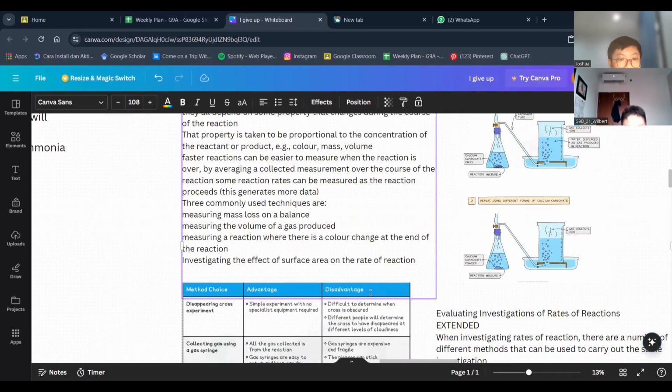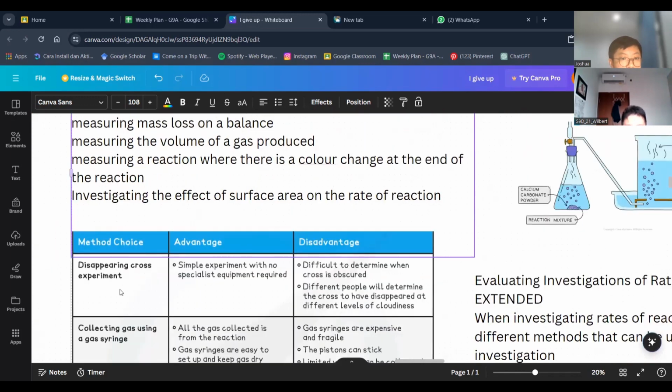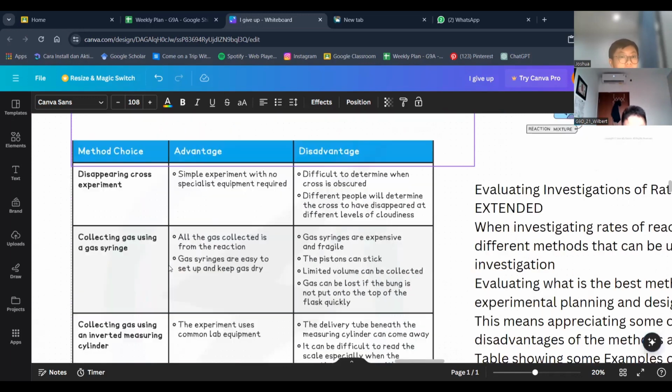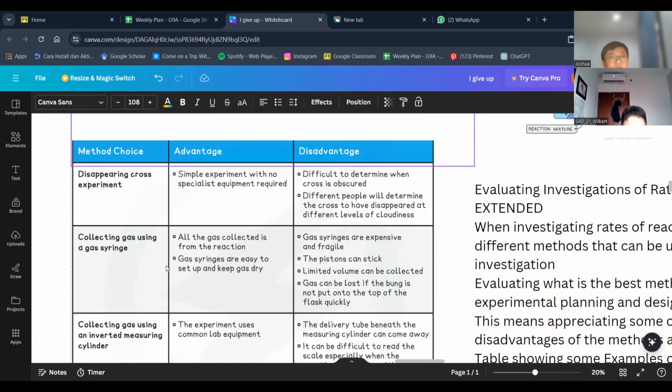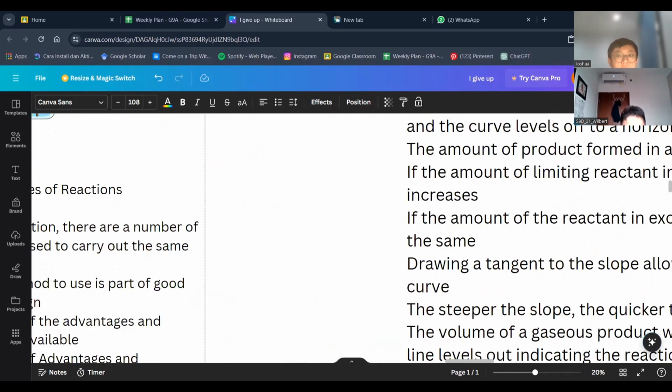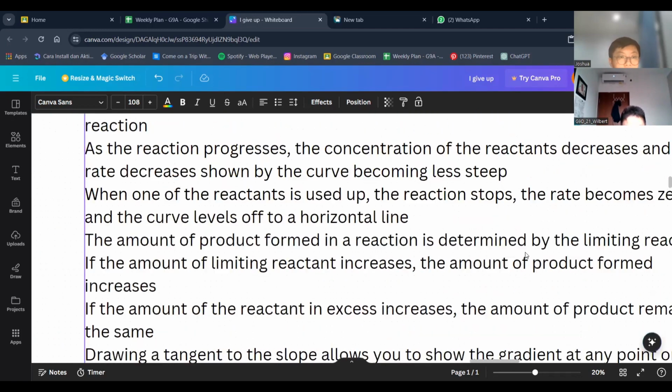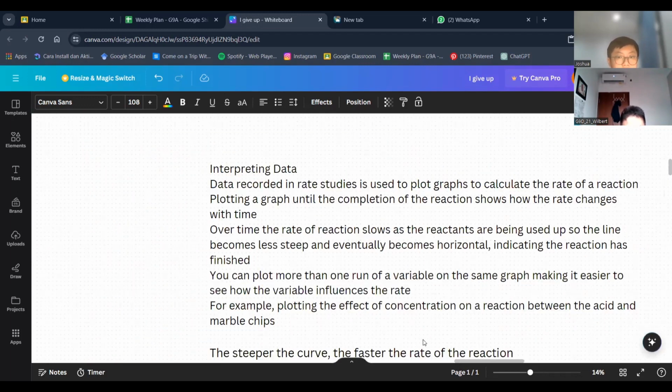So following that, the method choice, disappearing cross experiment. It is a simple experiment with no specialist equipment required, but actually for the method choice, you don't really need to know these. It's just something I put if you want to learn them, but for the sake of saving time, I'm going to skip them for now. And let's move on to the next part.